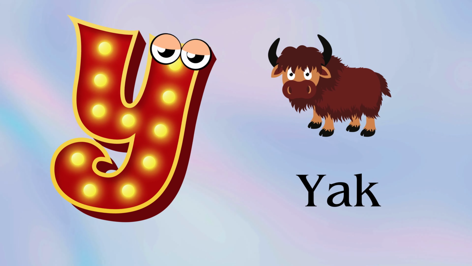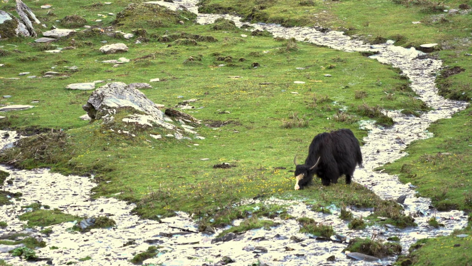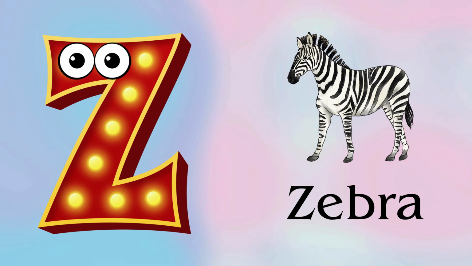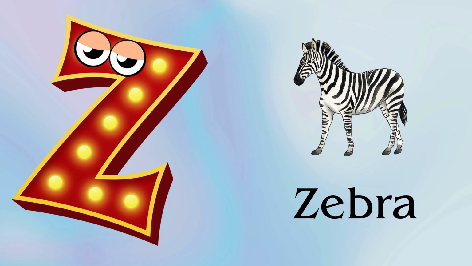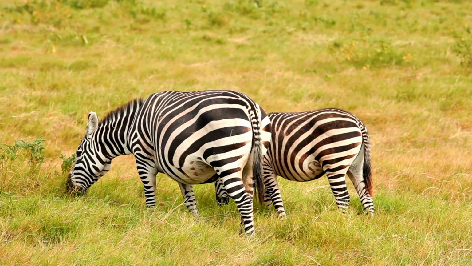Y is for yak, Y, Y, yak. Z is for zebra, Z, Z, zebra.